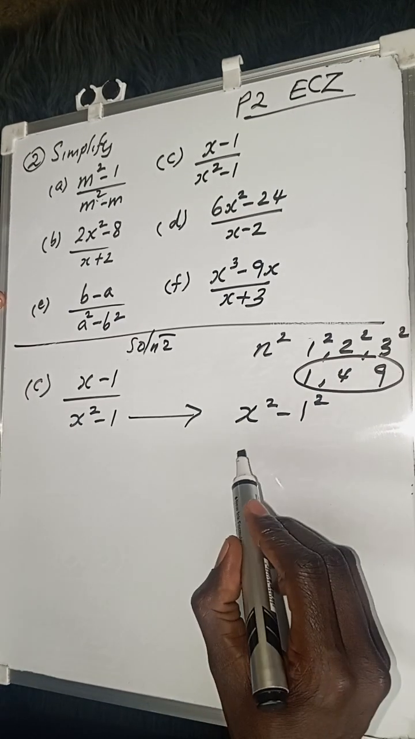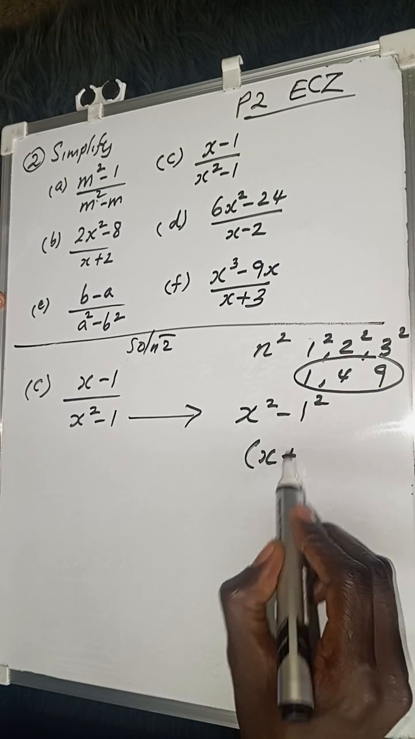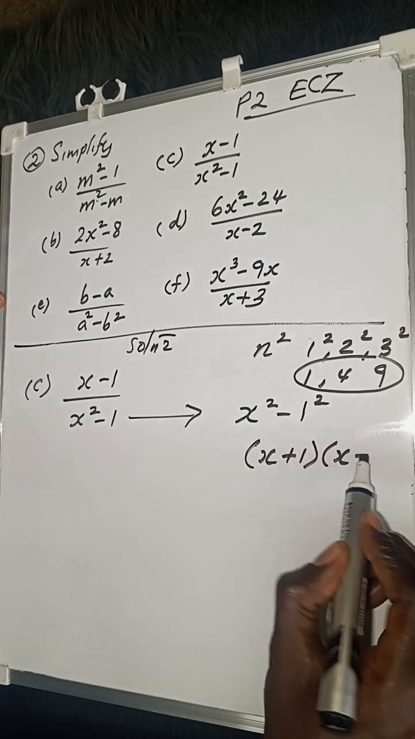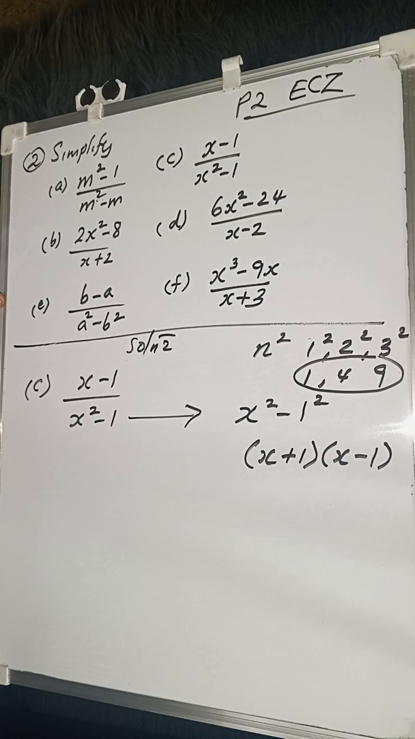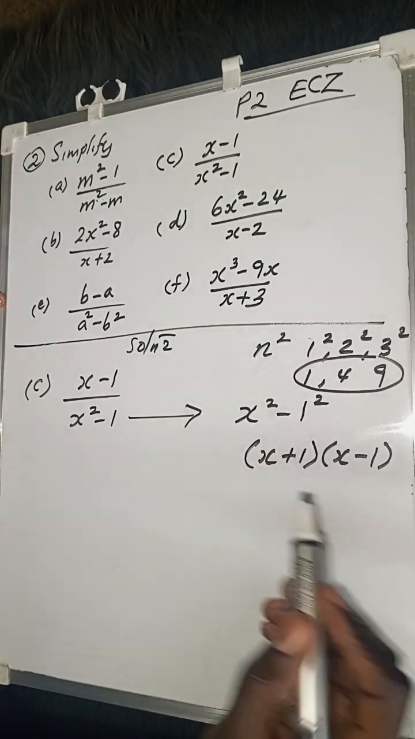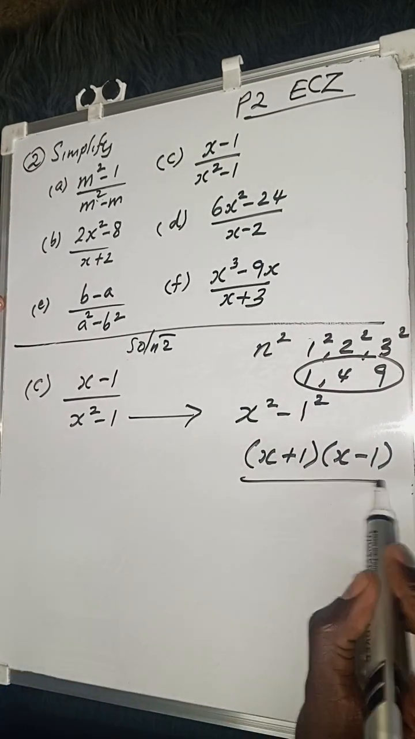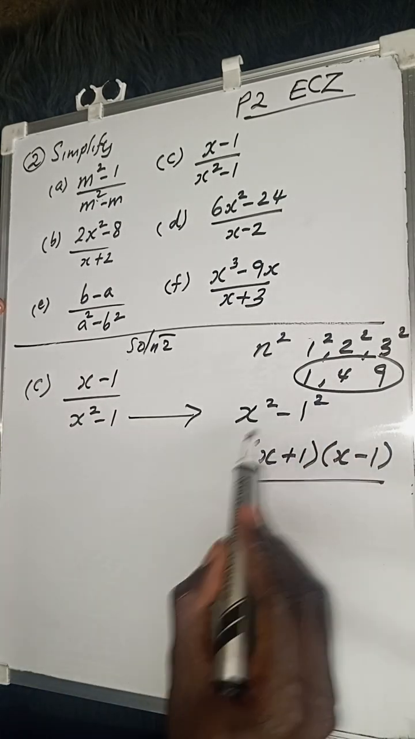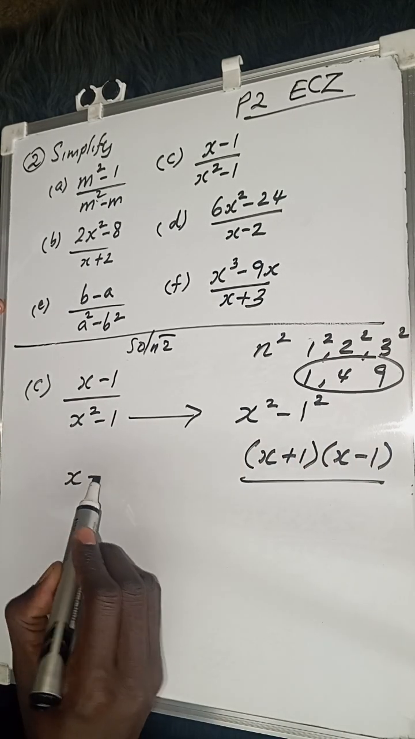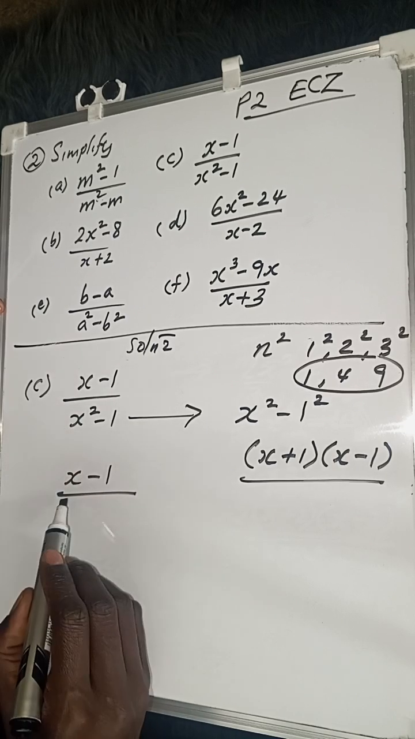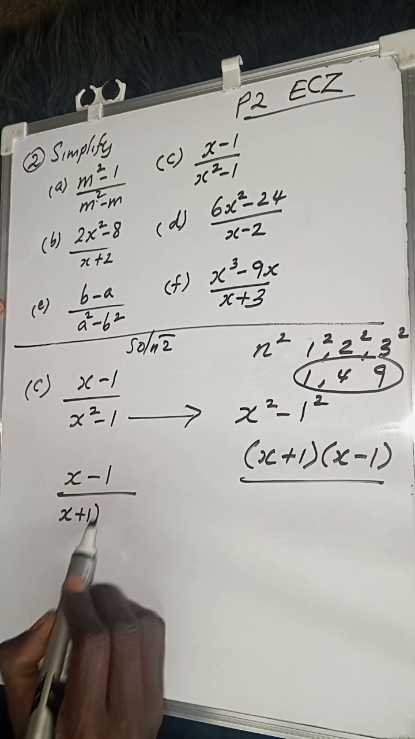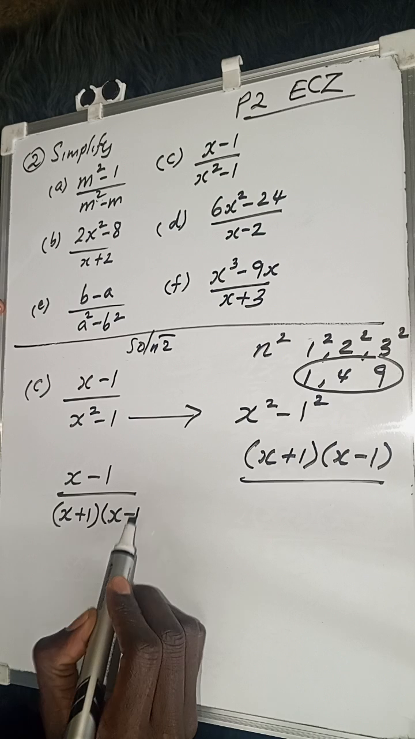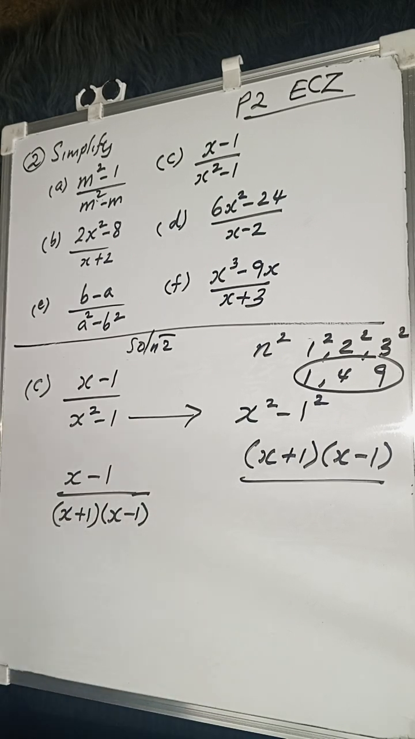So using the difference of two squares, it will give me x plus 1 and in the other x minus 1. Please, if you didn't watch my videos under factorization, you can fall back and rewatch them so that you get more concept. So the bottom part can be replaced by that. So it will be x minus 1 over x plus 1 and again x minus 1.